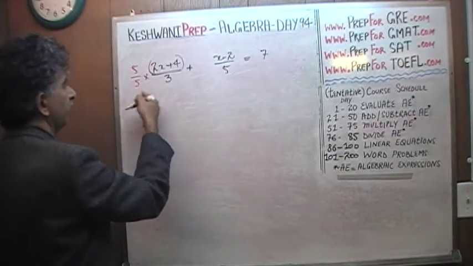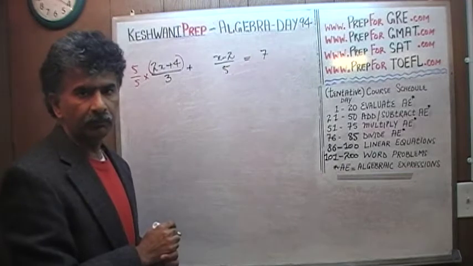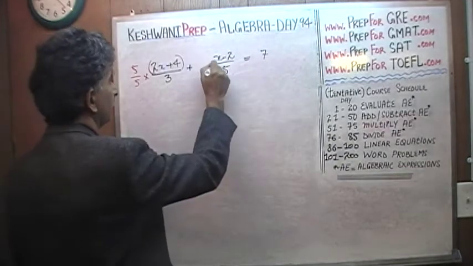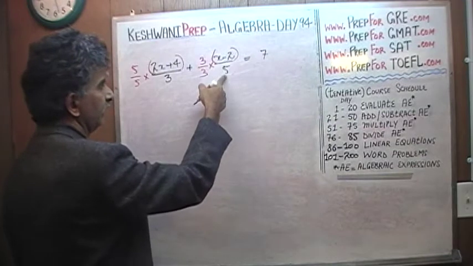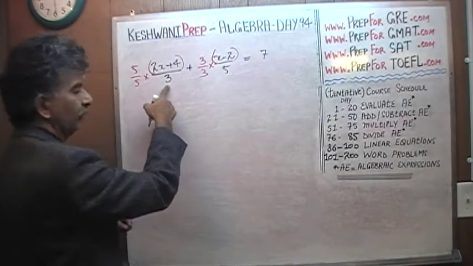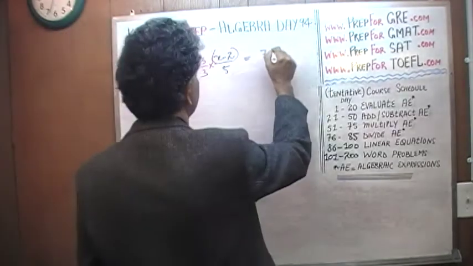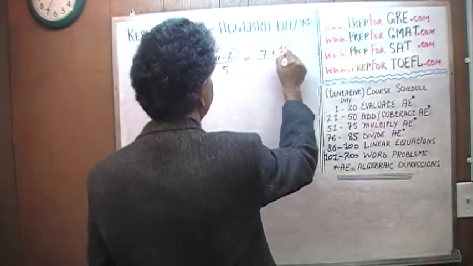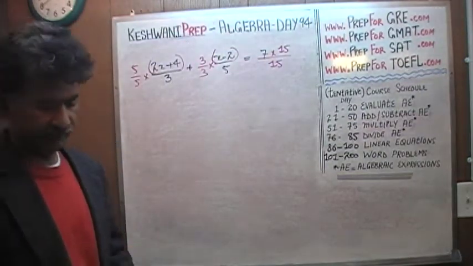So now it has a denominator of 15. This has a denominator of 5. How do we convert it into 15? Well, multiply the top and the bottom by 3. In other words, give this guy what he needs, which is a 3, and give this guy what he needs, which is a 5. And then let's multiply this by top and bottom by 15. Now the entire equation has a denominator of 15.